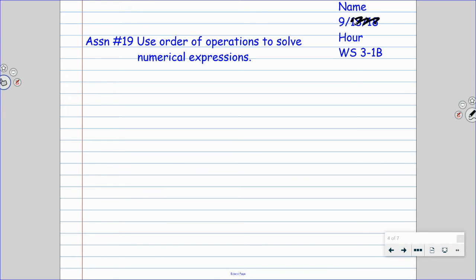Hey, go ahead and get out a new piece of paper, whatever date this is. Name, date, period. This means worksheet for chapter 3, lesson 1, and it's the B worksheet. Go ahead. Assignment number 19, use order of operations to solve numeric expressions. Pause the video, title your paper, come on back when you're ready.